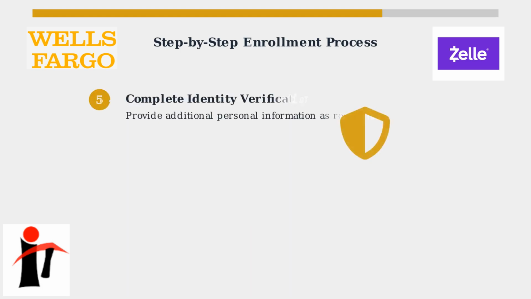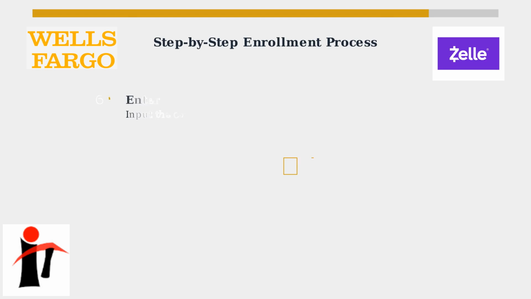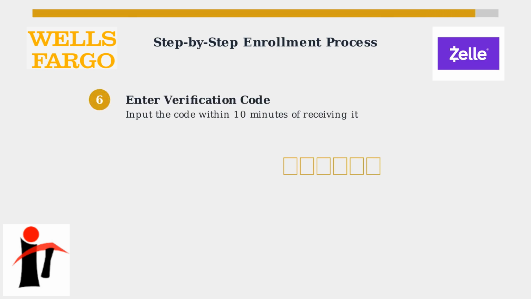Step 5. Complete the identity verification process by providing additional personal information as requested. This helps ensure the security of your account. Step 6. You'll receive a verification code via your chosen method. Enter this code within the 10-minute time limit to proceed with enrollment.